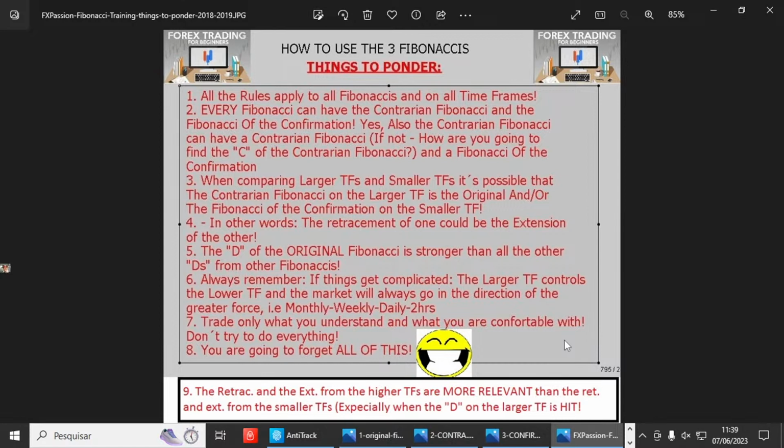Clara, number 6 is for you. If things get complicated, the larger time frame controls the lower time frame. And number 7, read only what you understand and what you are comfortable with. Okay? If you don't understand the contrarian Fibonacci, everybody, if you don't understand the Fibonacci of the confirmation, just go with the Fibonacci, the original one. Because you are going to forget all of this anyway, everybody.